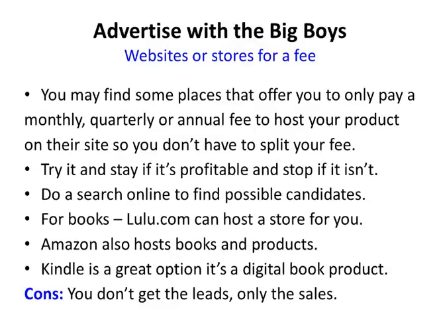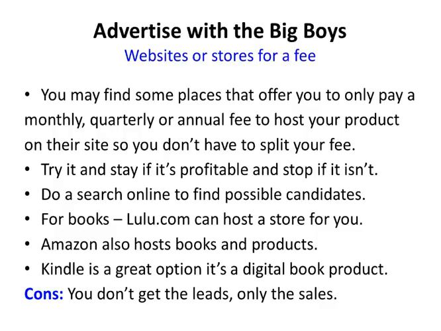Advertising with the big boys, okay? Advertising on large websites or stores for a fee. Okay, I do this with quite a few places, in fact. You can find some places that will offer you to only pay a monthly, quarterly, annual fee. Some of them don't charge you until something sells, okay, so there's no fee at all. But there's a monthly, quarterly, or annually fee to host your product. So the nice thing about this is that you don't really have to split your fee. It's not like an affiliate commission, 50%.